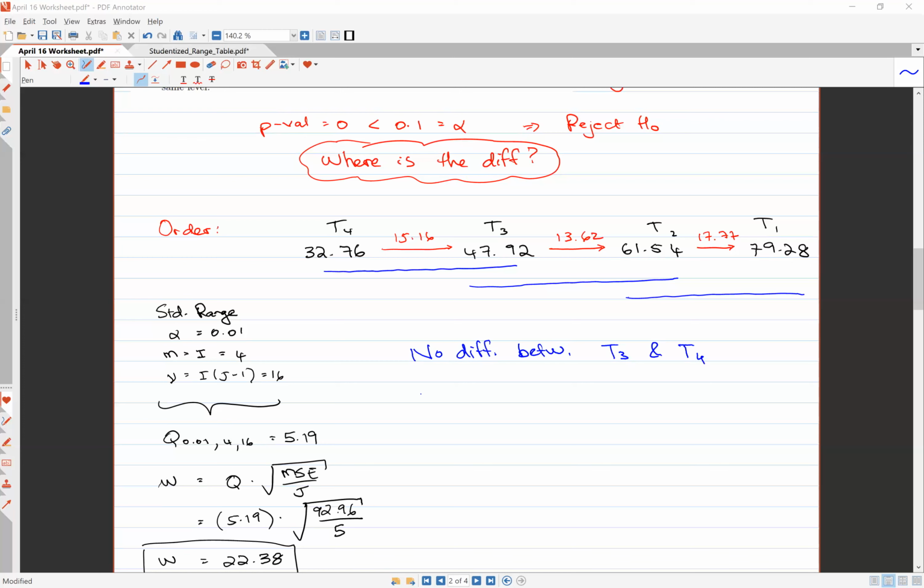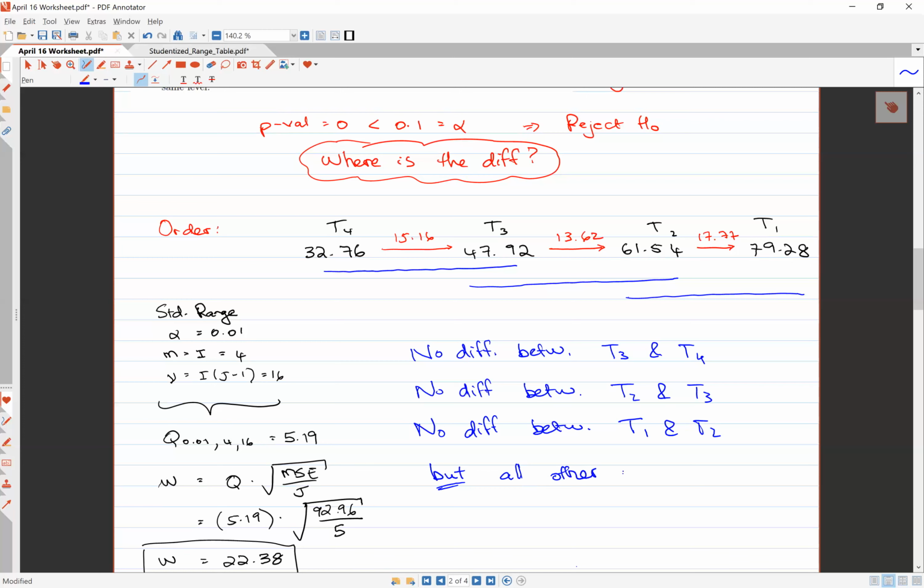There's also no difference between treatment 2 and treatment 3. And there's also no difference between treatment 1 and treatment 2. But all other pairwise comparisons are significantly different.